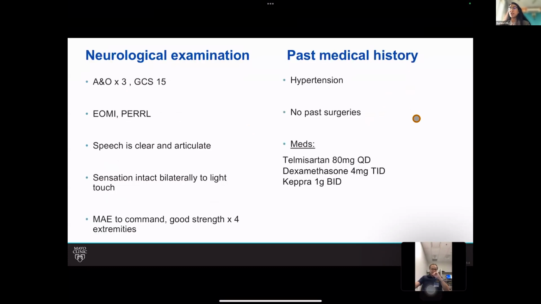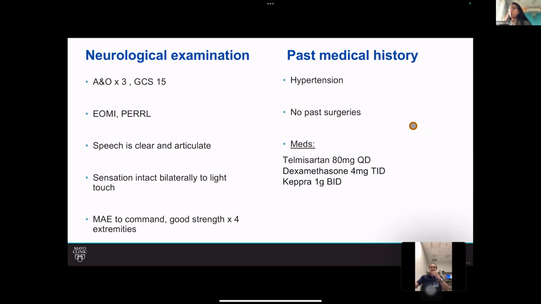His neurological examination was normal. He was alert and oriented ×3. GCS score was 15. His external eye movements were intact. Pupils were equal and reactive to light. His speech was clear and articulate. Sensation was intact bilaterally to light touch. He moved all extremities to command.